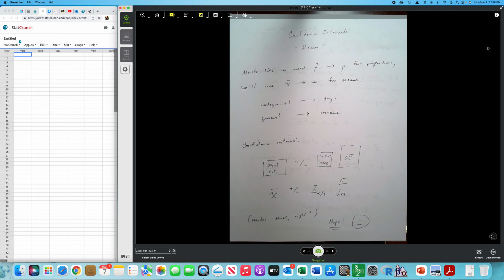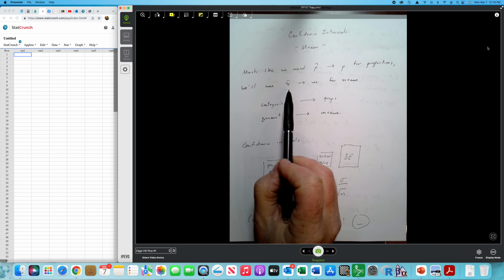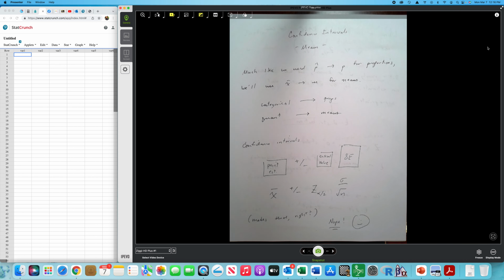So with means, we're going to use the same concept. We're going to use X bar to estimate mu. So X bar is the value we get from our sample. We're going to use it to estimate a value, a population mean, which is unknown.